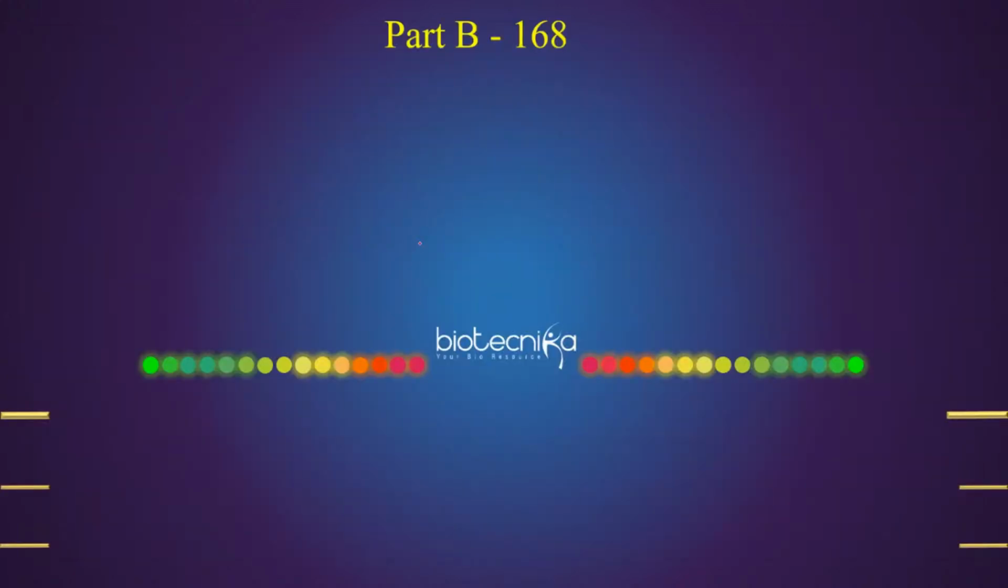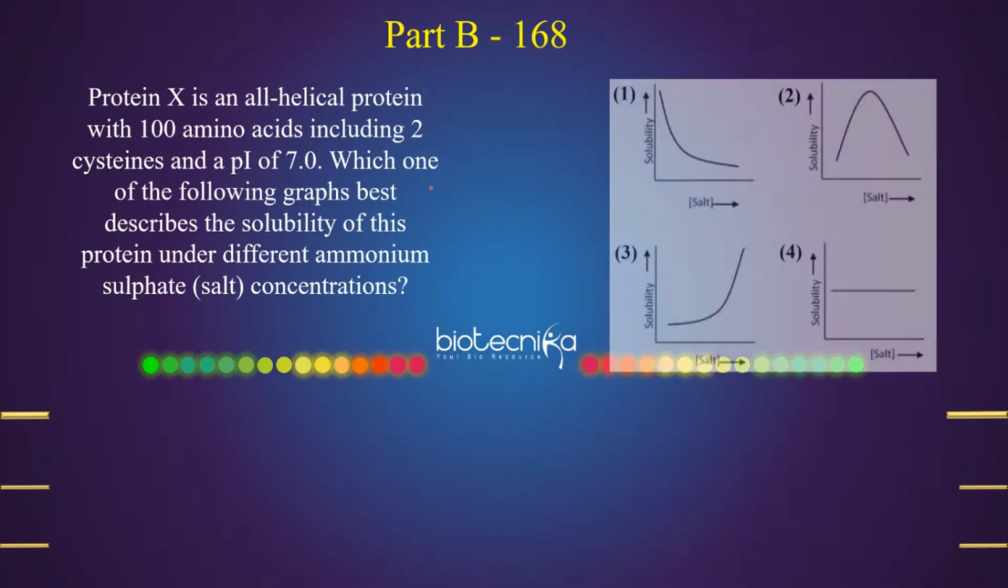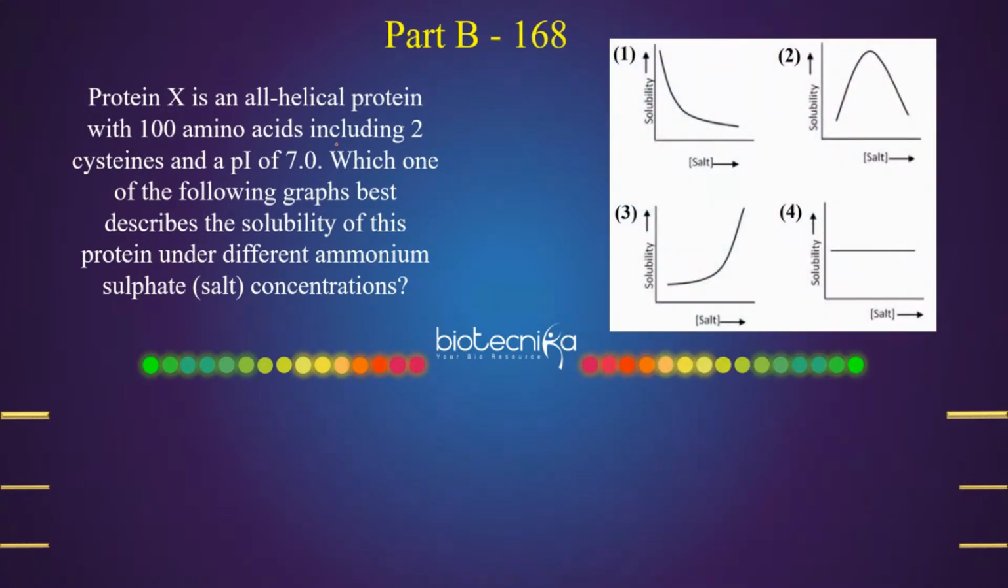Okay. Next question. Again, we shift to another question. This was a very common question. I think it had come before also, right? Protein X is an all helical protein with 100 amino acids, including 2 cysteines and a pI of 7. Actually, it is not required. This is irrelevant information.